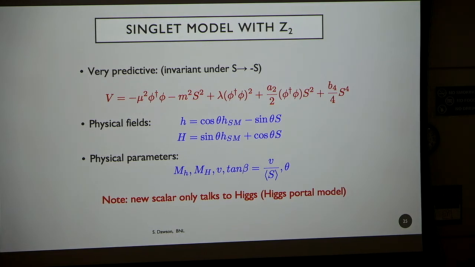Does that singlet have to have a VEV? I mean, I see that you would get a divergence if it were 0. Well, it automatically gets a VEV. We'll assume it's spontaneously broken. Okay. Yeah.